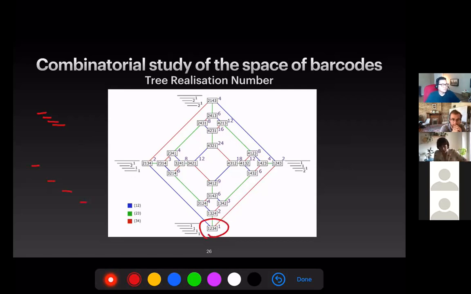Same thing for the Russian doll barcode. There are several barcodes that look like the Russian doll. So the question is, can we make this finer and still keep the symmetric group classification, because it seemed to be useful in some applications? And the answer is yes.